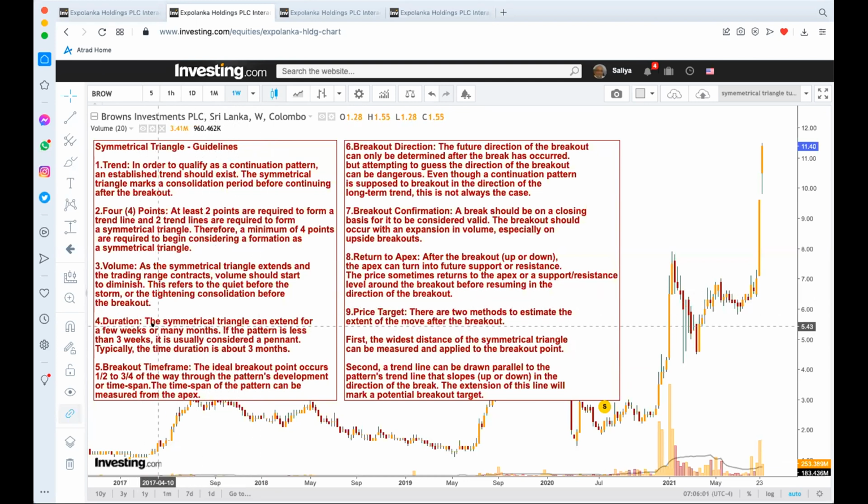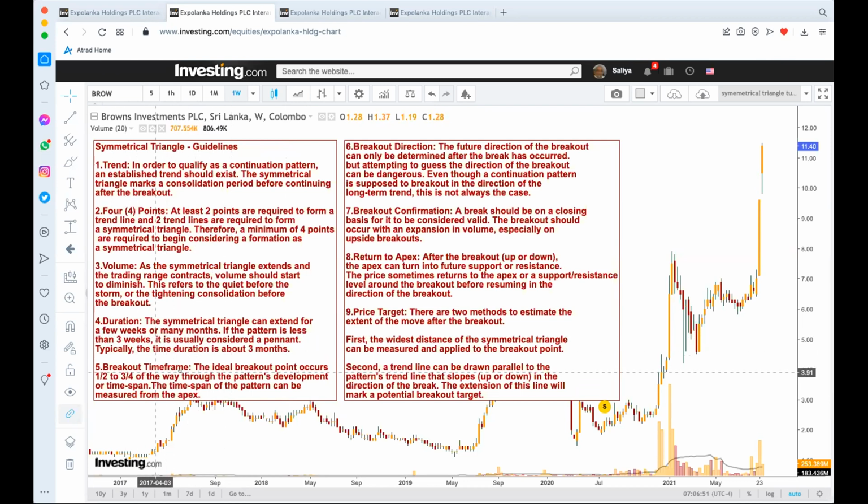Then the duration. The symmetrical triangle can extend for a few weeks or many months. If the pattern is less than 3 weeks, it is usually considered a pennant. Typically, the time duration is about 3 months. So when we are looking at a symmetrical triangle, it's something more than 3 weeks minimum, or ideally 3 months. It does not necessarily mean 3 months, because we can spot triangle formations even at a shorter distance, but there is a difference between the pennant and the symmetrical triangle when it comes to time duration, sometimes outside the durations given here.